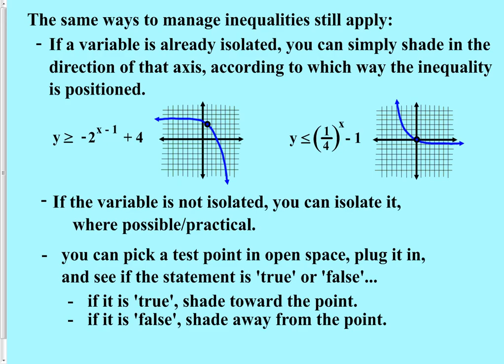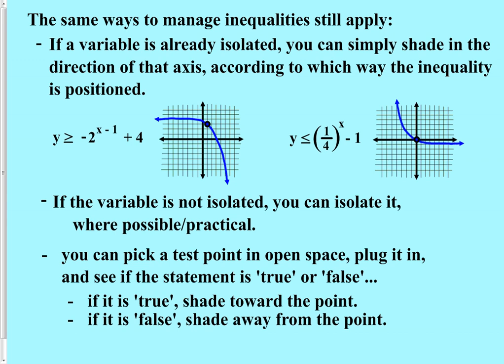Okay. At any rate, just the quick review here again, same rules still apply that have always applied. If you have a variable already isolated, it's very easy to deal with the equation. Simply read the direction and axis of the equation. If the equation says y is greater than or equal to, like it does on the left there, then that means you shade from the curve towards the greater values of y. That would be upwards. Or like the one on the right, y is smaller than or equal to. You shade from the curve towards the smaller values of y. That would be downward.